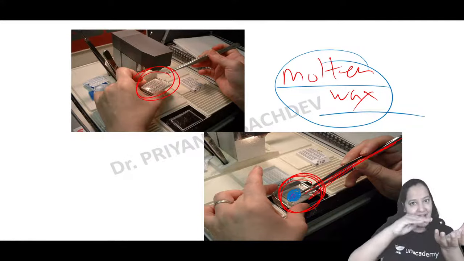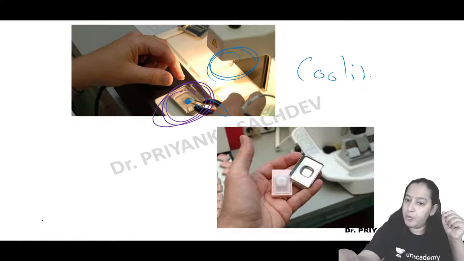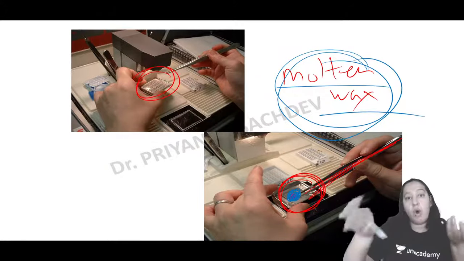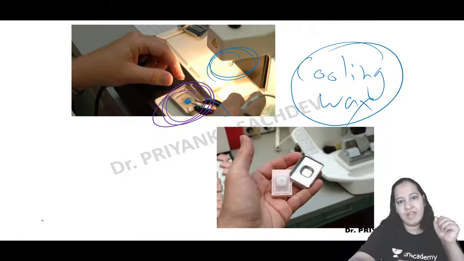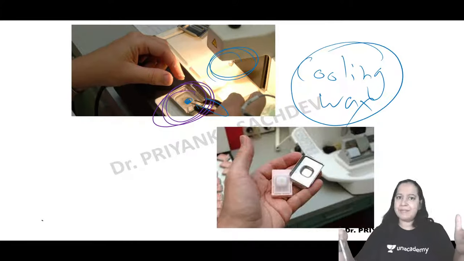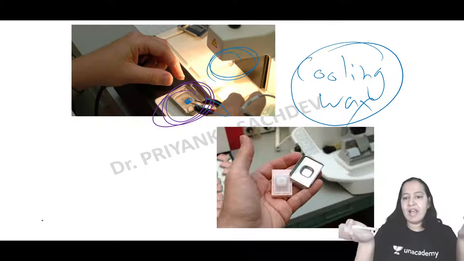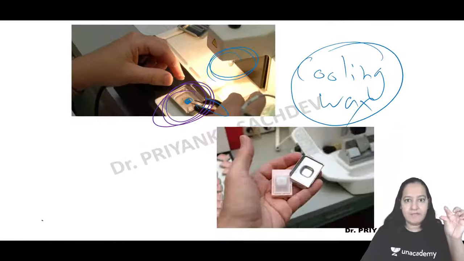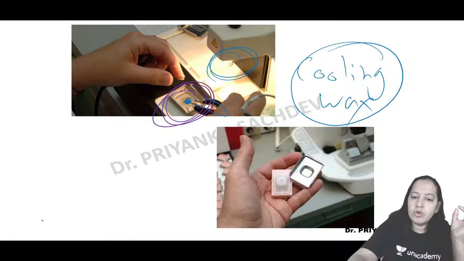The tissue will sink to the bottom because of gravity, and then immediately after it you cool the wax. Initially you have taken molten wax, put in the tissue, and then cool it. You cool the wax by putting it on an ice slab. There are slabs of ice, you put the wax cassette over it, so it will cool immediately and become semi-solid. Yes or no? Then you just revert it, usko ulta karke aisa aisa karo, to usme se ye bahar aa jayega.